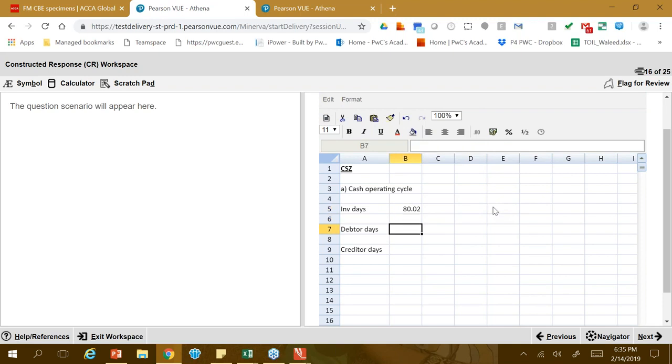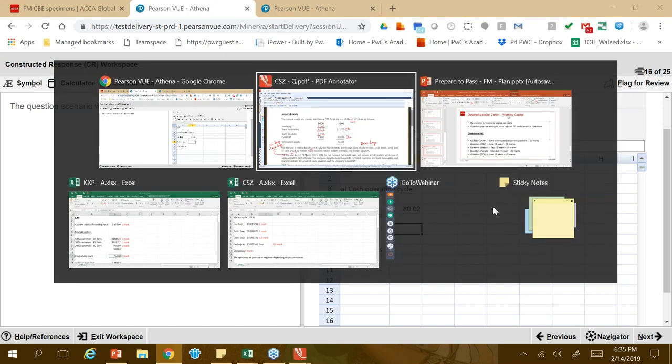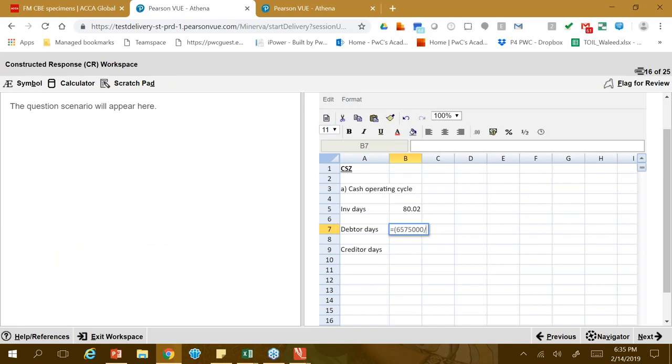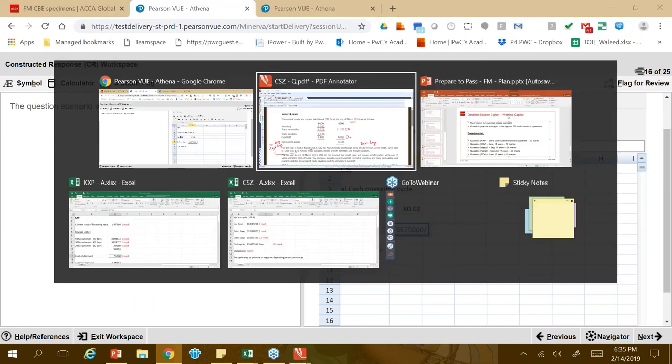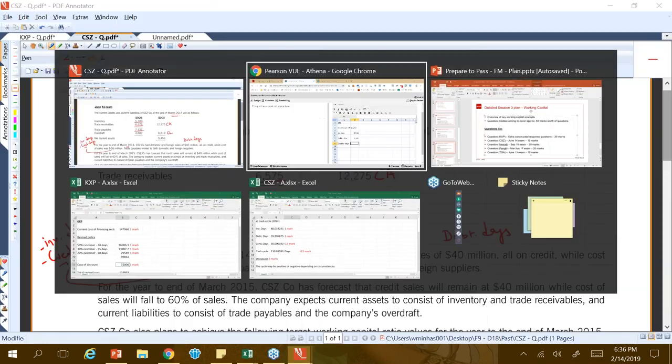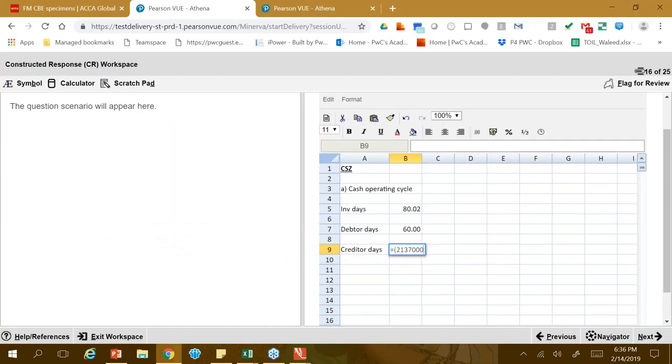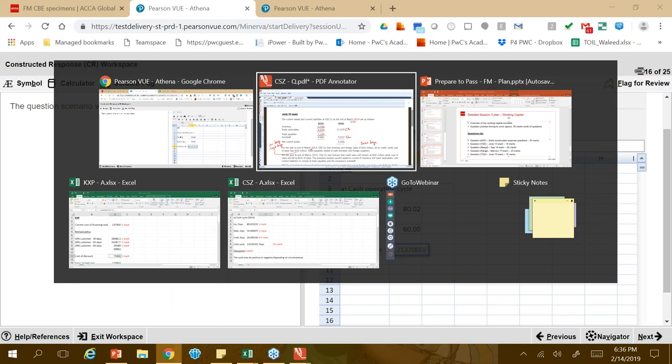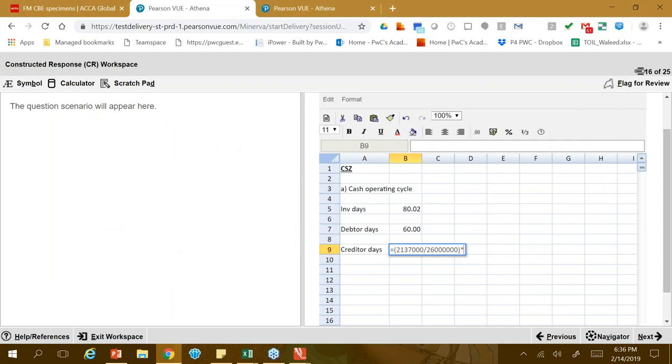In the same way, we'll do the debtor days now. For the debtor days, we'll take the receivables, which are 6575,000, over the sales, which are 40 million, into the 365. That gives us our debtor days, which come out to be 60. And then finally, our creditor days, which will be the trade payables, 2137,000, over the cost of sales, which were 26 million, into the 365. That gives us the creditor days, which come out to be 30.